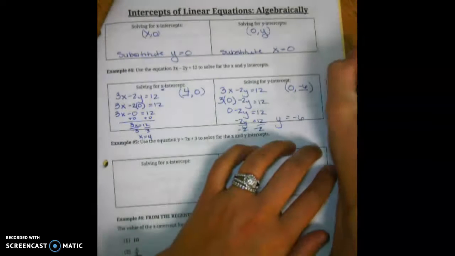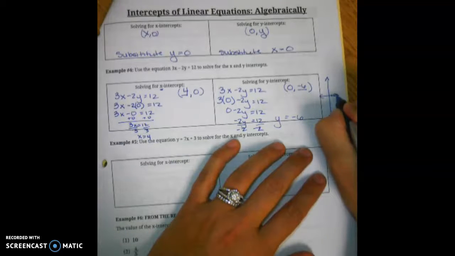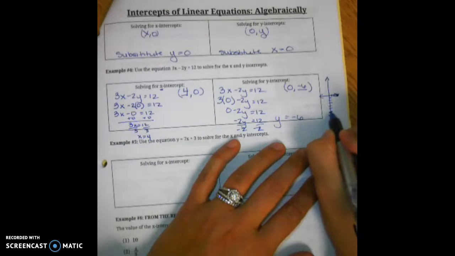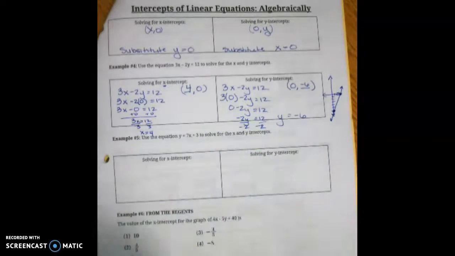Okay, so that means if you wanted to graph this line, it would cross the x-axis at (4, 0), and it would cross the y-axis at 1, 2, 3, 4, 5, negative 6. So you could sketch a picture of your line using these two points. Okay, let's take a look at example 5.